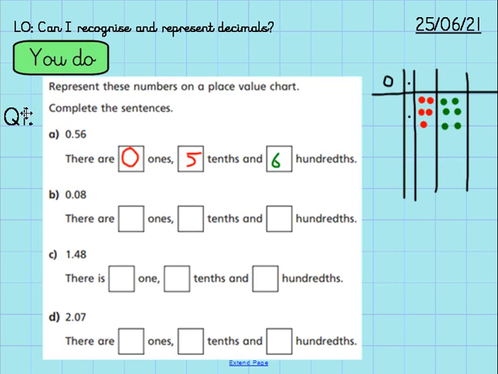Now your first question, question 1, you're going to have to do that. So you need to look at the number here and tell me how many ones, so in this case there were 0, how many tenths, we had 5, and how many hundredths, we had 6. In the place value grid, we then represented that. So in the ones, we had 0, we had our decimal point. In the tenths, we had 5, and in the hundredths, we had 6. I'd like you to do that for each of the other 3. So write out to start with how many there are, and then show me that in the place value grid.